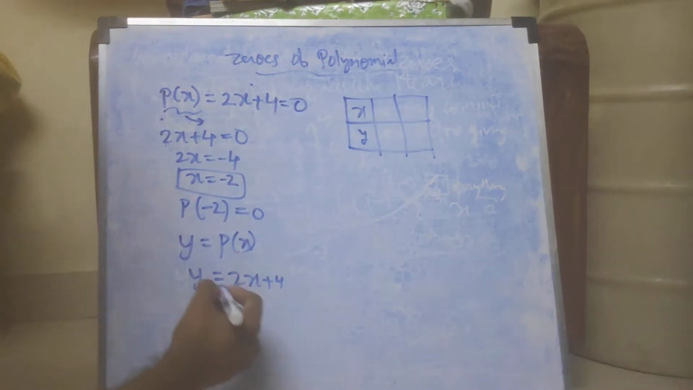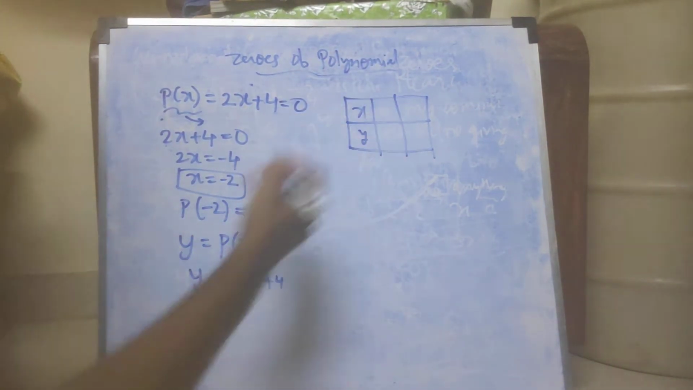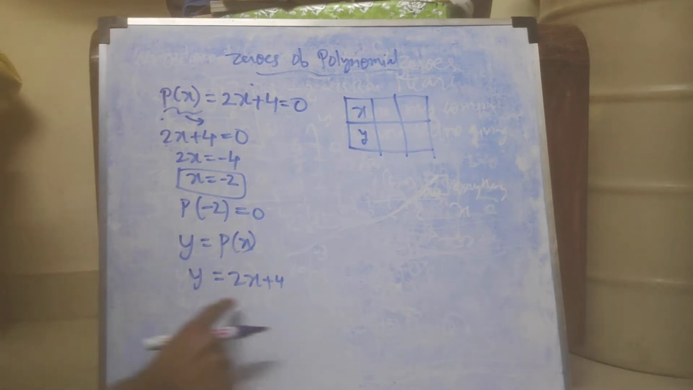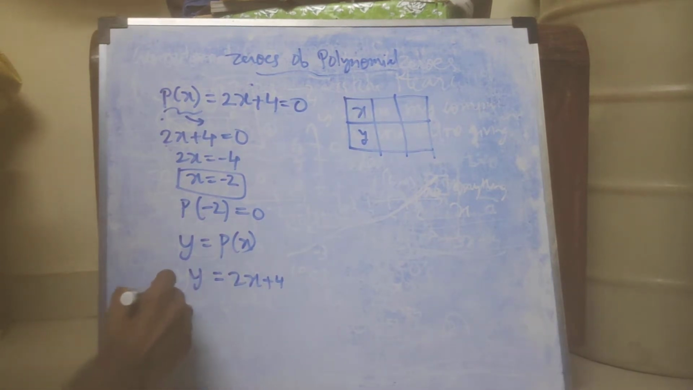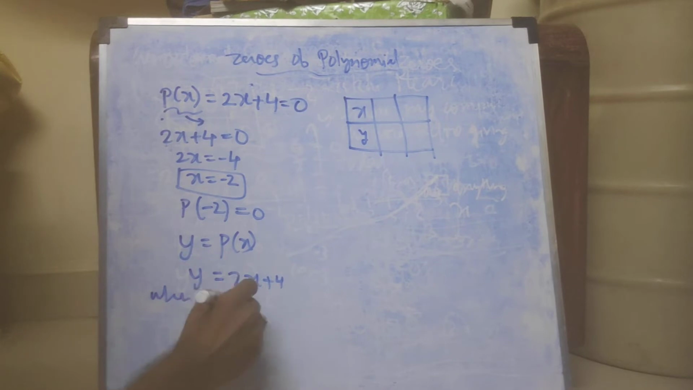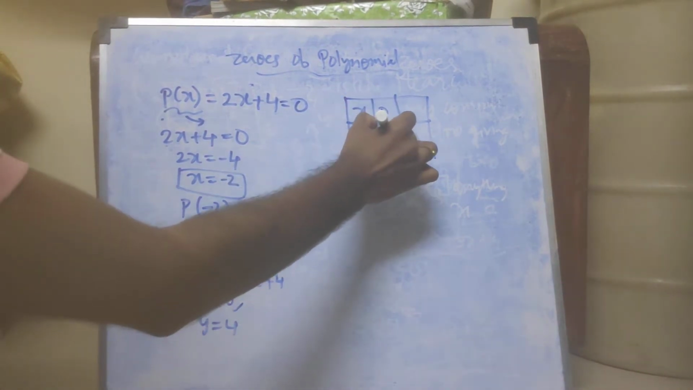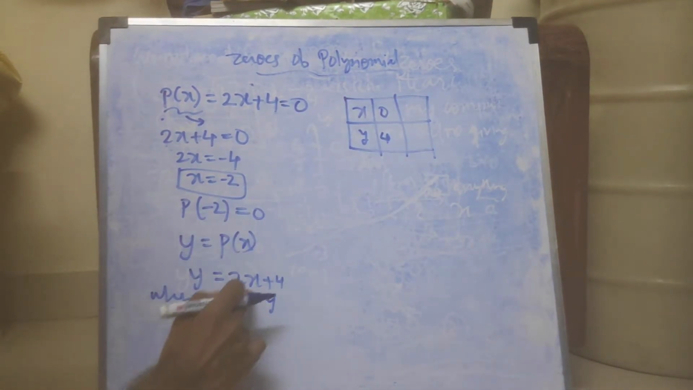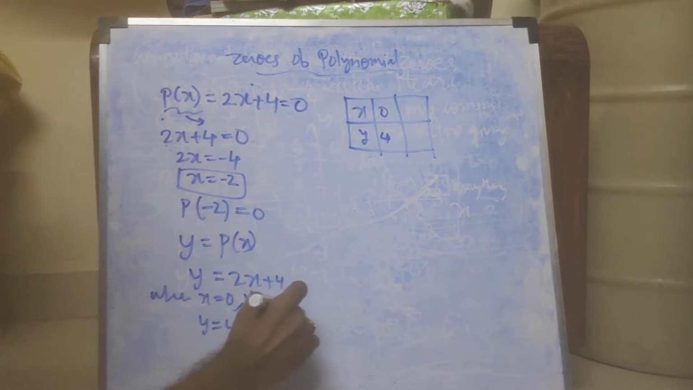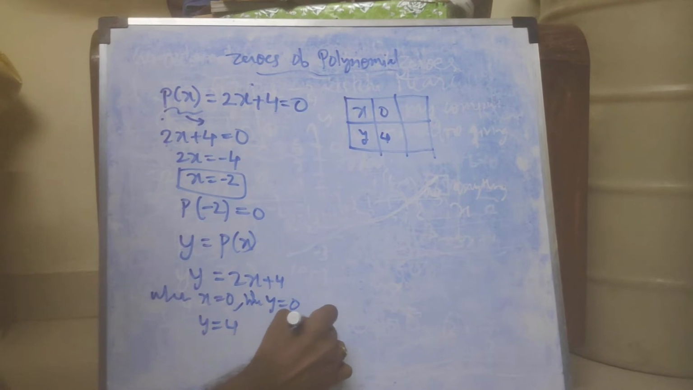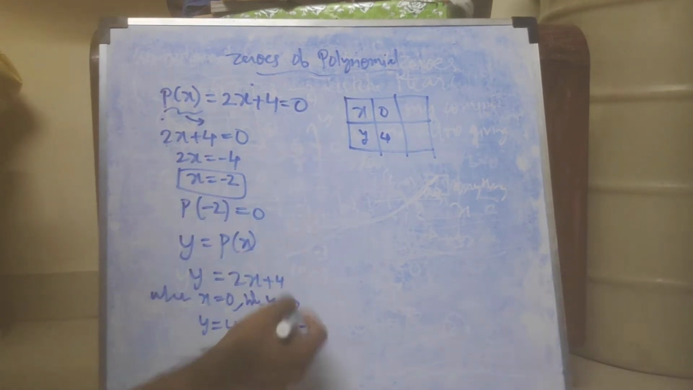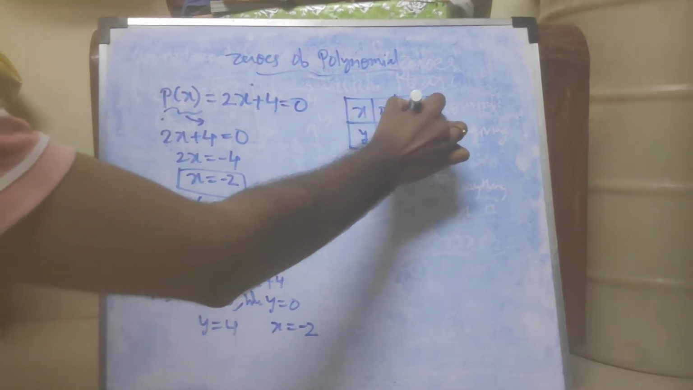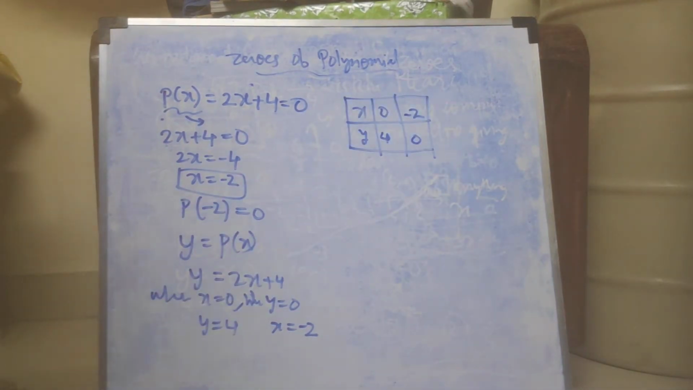We will take the point when x is 0. When x is equal to 0, then y is equal to 4. Similarly, when y is 0, then x is equal to minus 2, as we have found out here. So x is minus 2 when y is 0. How will we plot this graph?